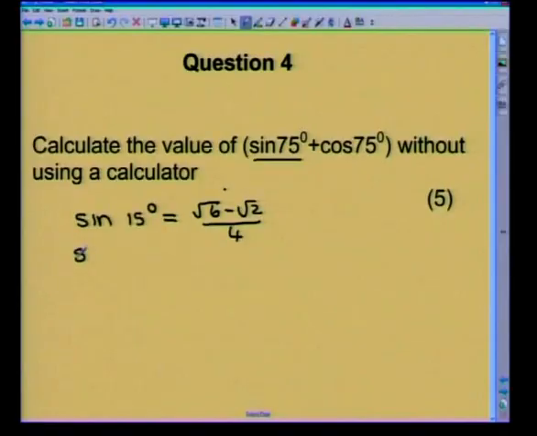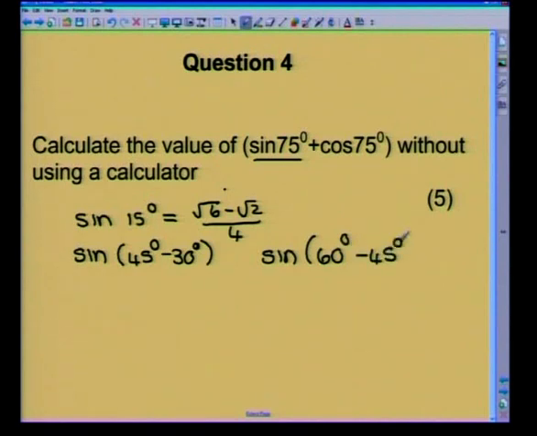Now, when we get asked a question like this, the best thing to do is to look for two special angles that when added or subtracted give me 15 degrees. So, in the case of 15 degrees, we have two choices. Do you agree with me? I could have said the sine of 45 degrees minus 30, or I could have said the sine of 60 degrees minus 45 degrees. Now, in actual fact, it doesn't matter which one you choose. Whichever one you choose, if you work it out, you will find you get exactly the same answers the calculator got. So I'm going to do the first one, just to show you how this works.